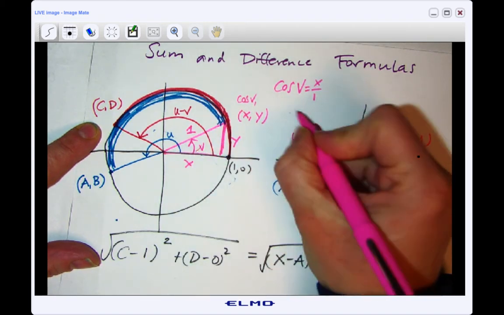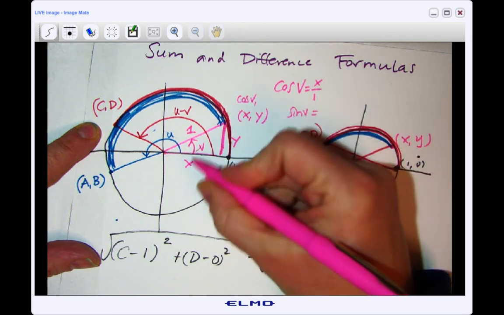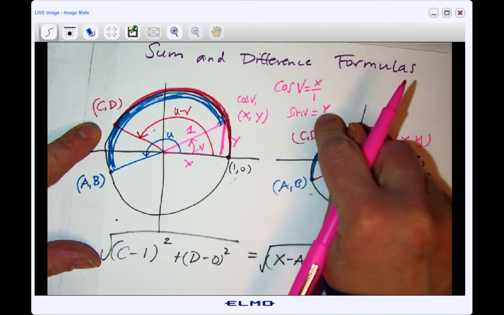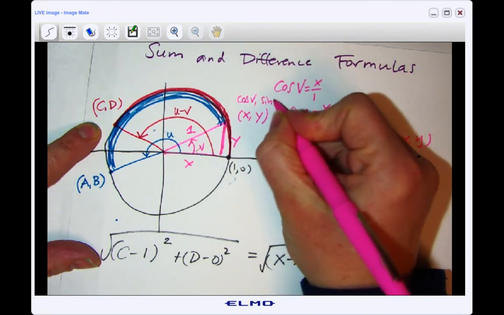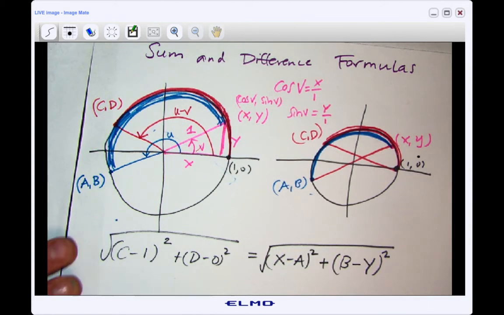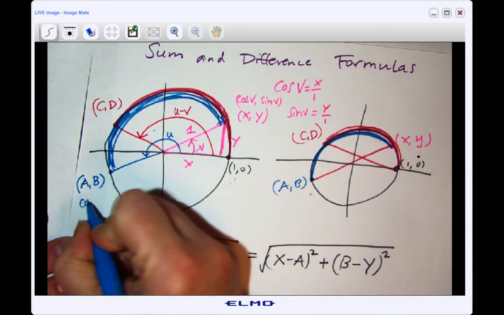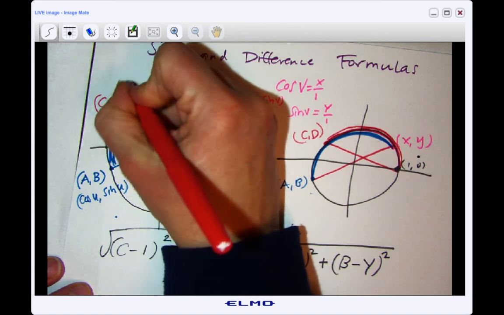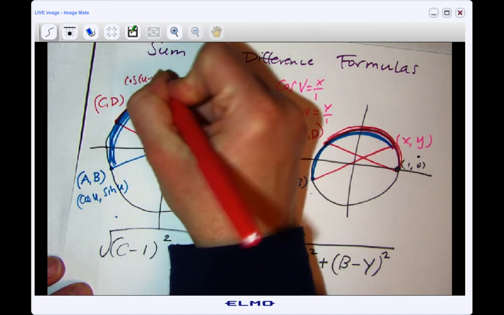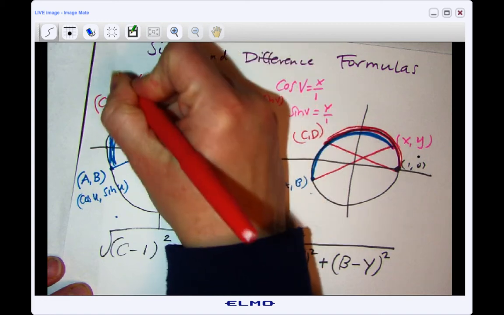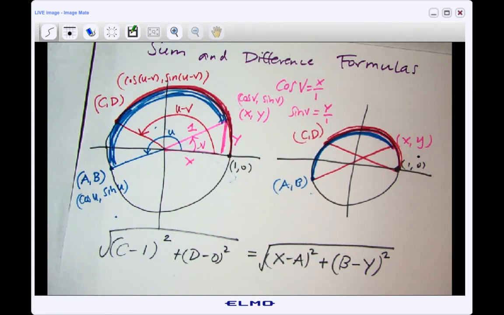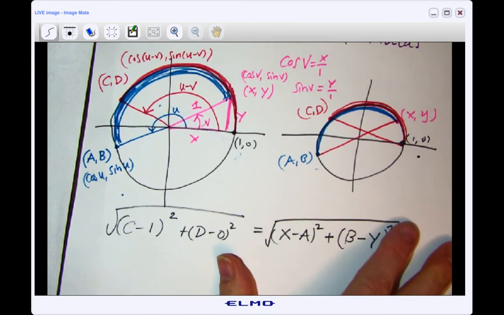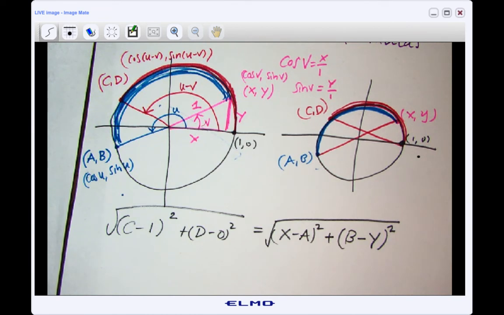And sine v is going to be y over 1. So you can see that sine v is actually the y, or in other words, y could be written as sine v. And if that's true, then this one is going to be cosine u, comma, sine u, by the same idea. And this one is going to be cosine u minus v and sine u minus v for that ordered pair, C and D. So what I'm going to do is change these C's and D's and A's and B's and X's and Y's to sines and cosines.